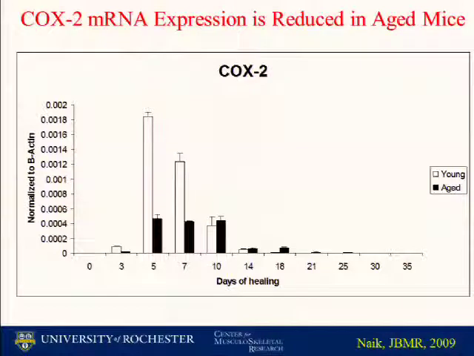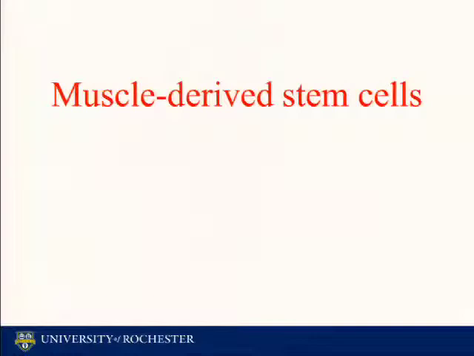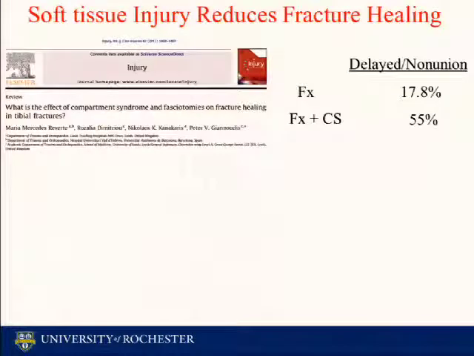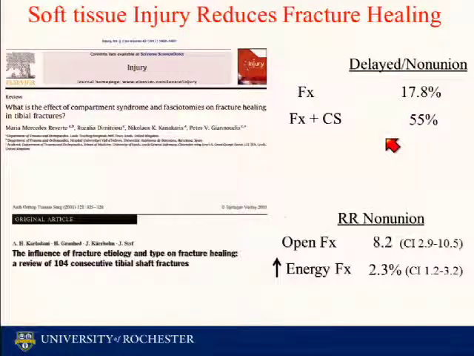I want to spend some time on muscle-derived stem cells. Muscle has been known to be very important clinically in fracture healing. This is a paper that looked at studies of compartment syndrome, where there's a muscle injury in the context of a fracture, and the rate of non-union is markedly increased. Delayed union and non-union is markedly increased if there's been concomitant vascular injury to the muscle. And this also has been shown with open fractures having about an 8.2-fold relative risk of a non-union compared to closed fractures of the tibia.